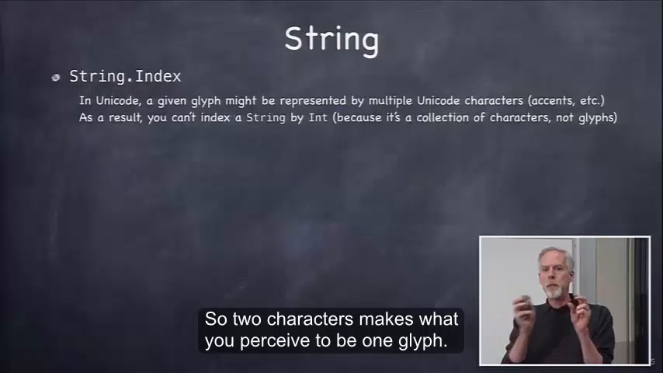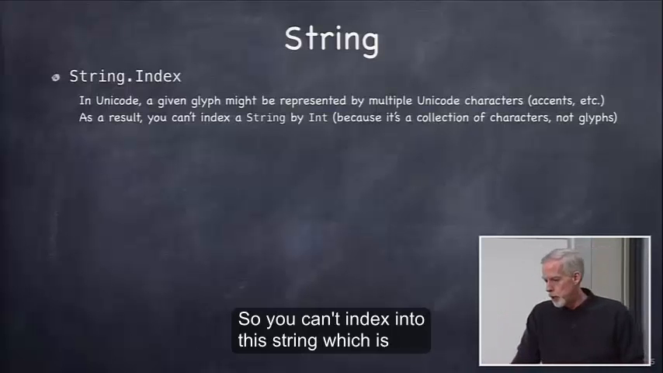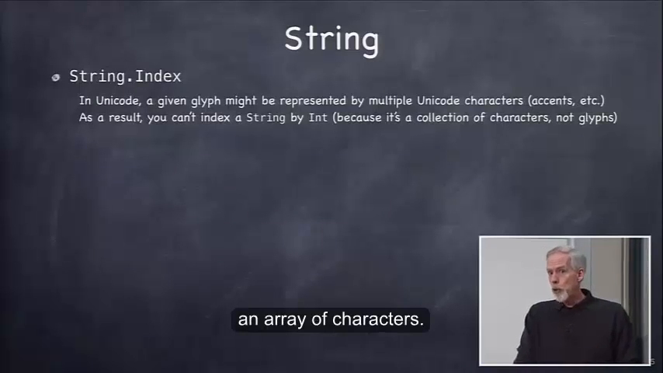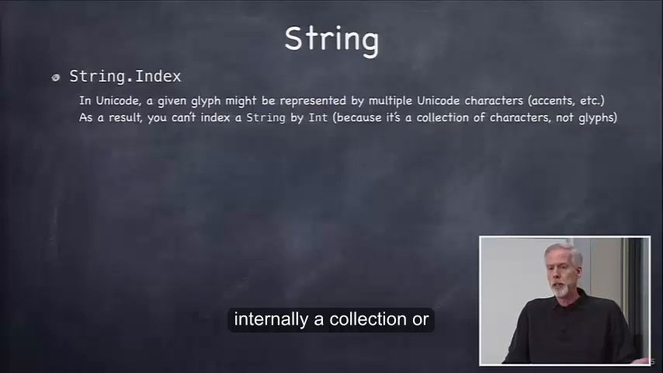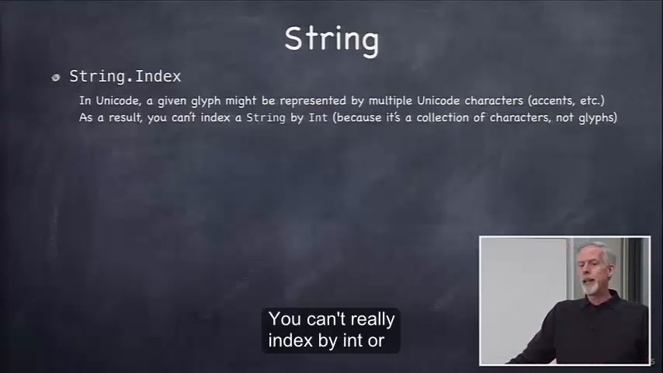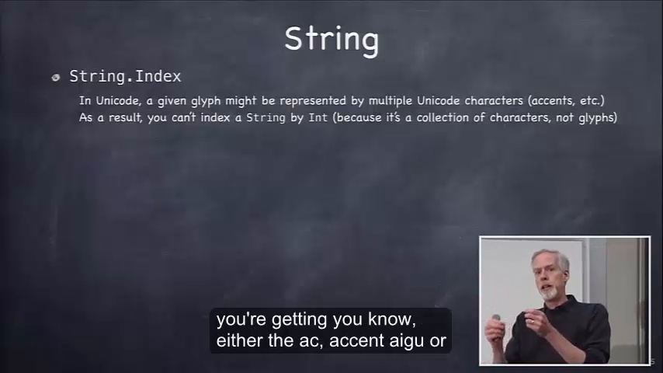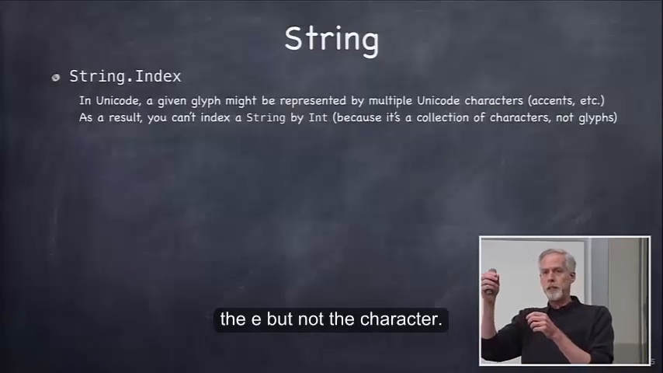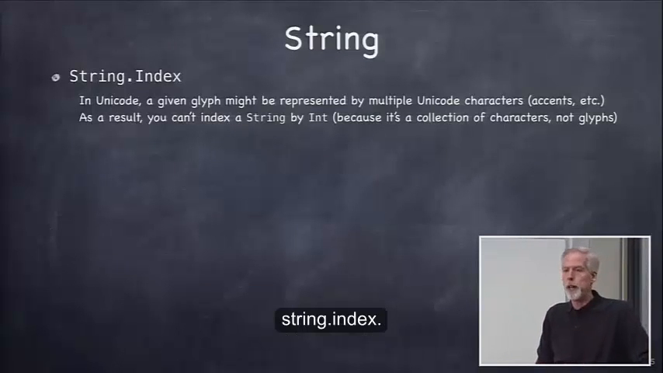So two characters makes what you perceive to be one glyph. So you can't index into this string, which is an array of characters. That's what a string is. A string is, essentially, internally, an ordered collection of Unicode characters. You can't really index by Int, or you might be halfway through the accent aigu, and you're getting either the accent aigu or the E, but not the character. So instead, strings are indexed by this other type called String.Index.